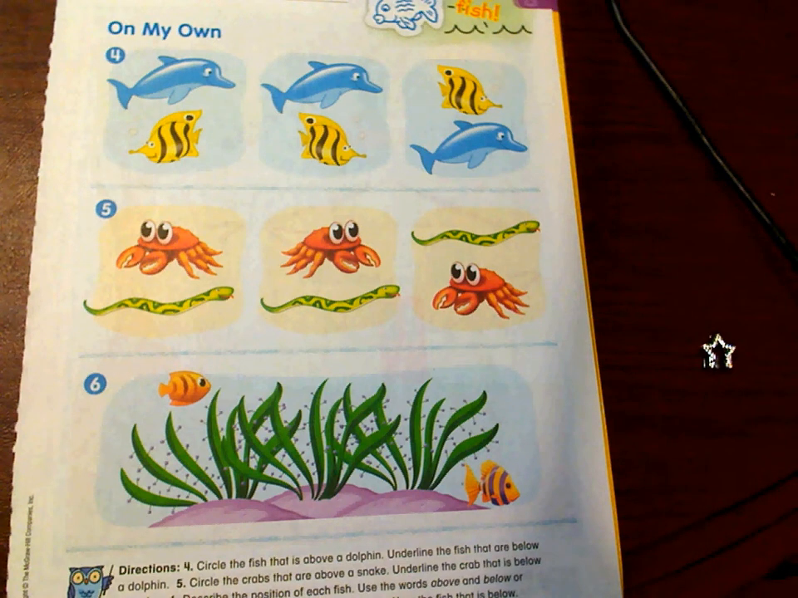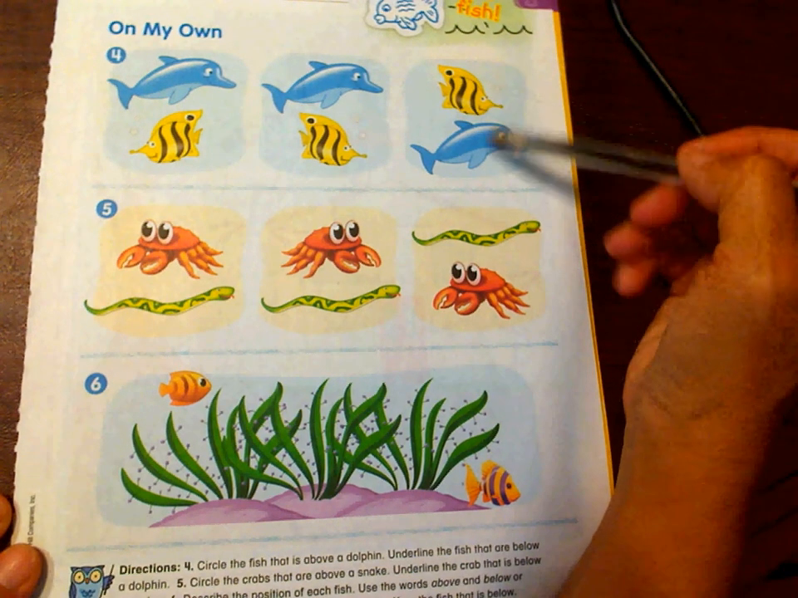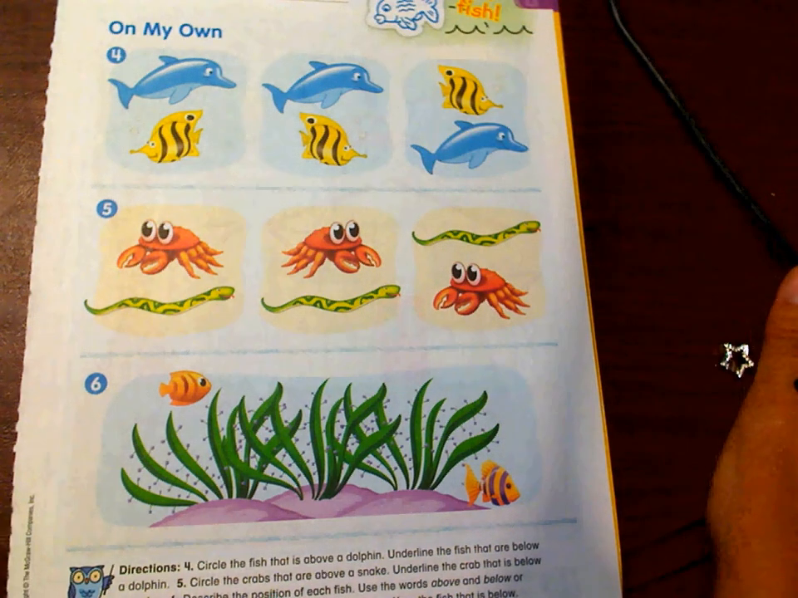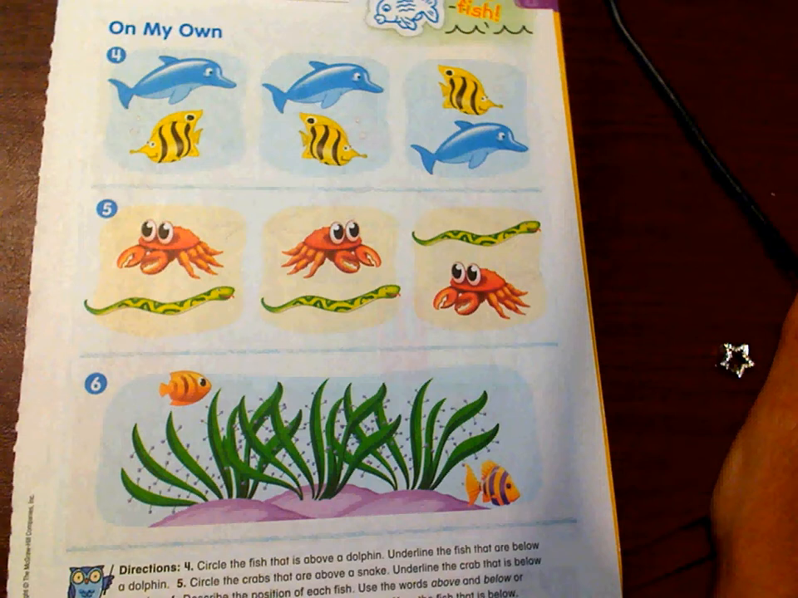So if you look at the dolphin and the angelfish, the row with the dolphin and the angelfish, you are going to circle every fish that is above a dolphin and underline the fish that are below the dolphins. Okay, if you need to pause that, do so, but you are going to circle any fish that is above a dolphin and underline the ones that are below.